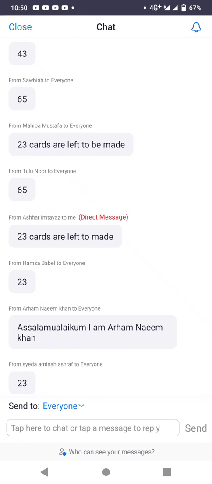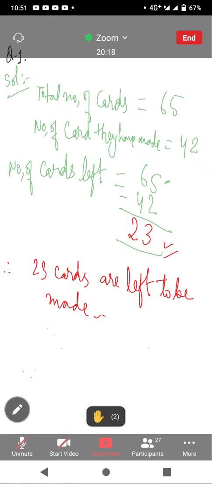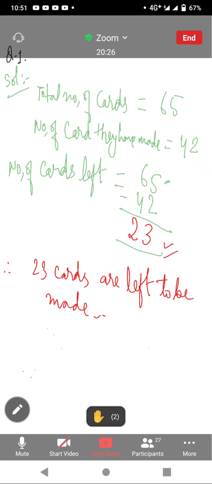Students, after completing this, you can write the answer in the chat box. I will check your answers in the chat box. After doing this part B, you can write your answer in the chat box. I will see there.